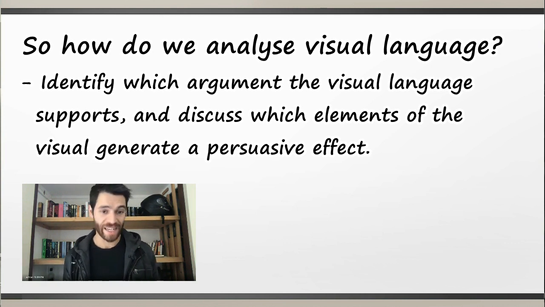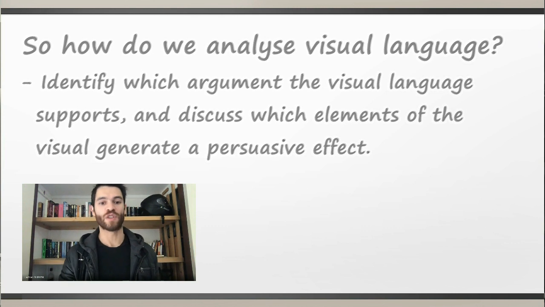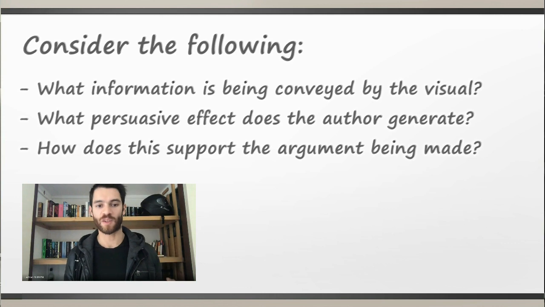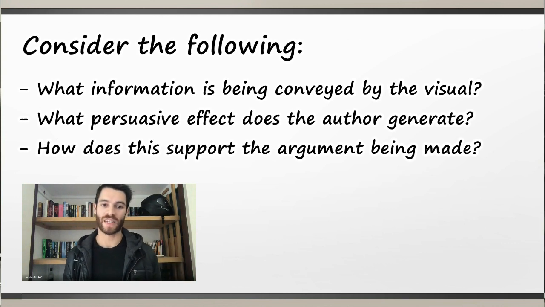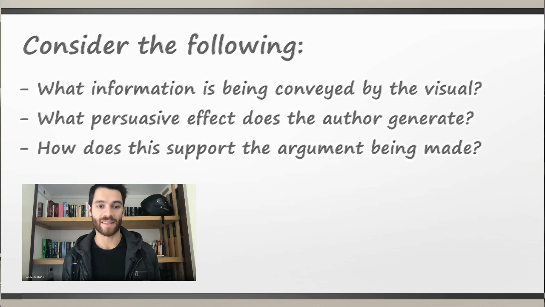If you don't include any of them, you're actually neglecting a core component of the task, so make sure that you get at least one, but ideally all. So the thought process or the questions that you need to be going through are: what information is being conveyed by the visual? What persuasive effect does the author generate? And how does this support the argument being made? Now, again, you don't necessarily have to do all of these things, and indeed, sometimes your answers to these will overlap and be the same, but generally, that's the kind of information that you want to be covering in your analysis. So let's look at some images and apply this pattern of thinking.